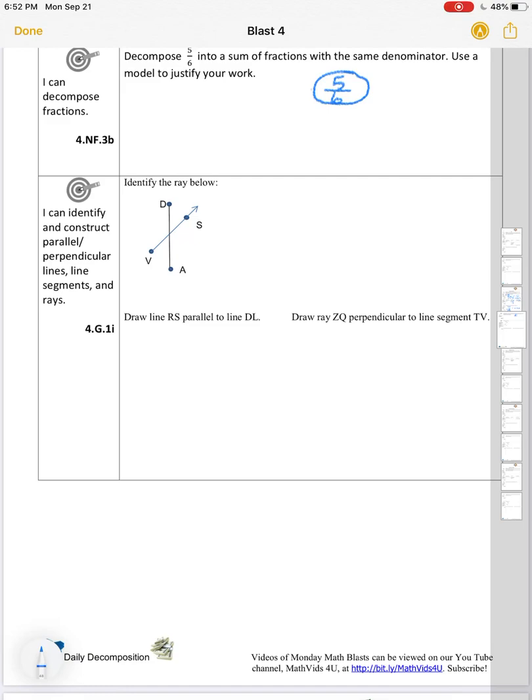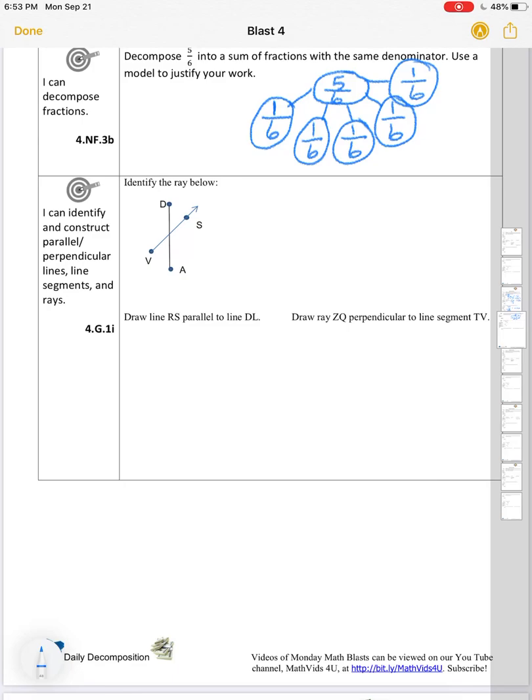And I'm going to use unit fractions. A unit fraction would be 1 of the unit I'm talking about. So 1/6. It would take me 5 of those 1/6 to make my 5/6. So right now we're at 4/6, and one more would be 5/6.